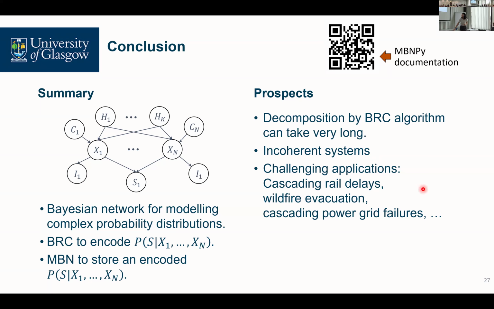And most important, network reliability is yet to penetrate practice. We have many challenging applications like cascading rail delays, wildfire evacuation, and cascading power grid failures, as we just saw in Spain early this year. For these problems, there isn't even consensus on how we need to define these networks or how we need to mathematically simulate these systems. It's still an open question. So it's a long way to go before we really achieve a resilient infrastructure.